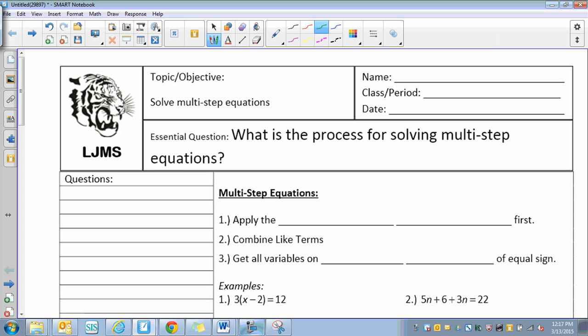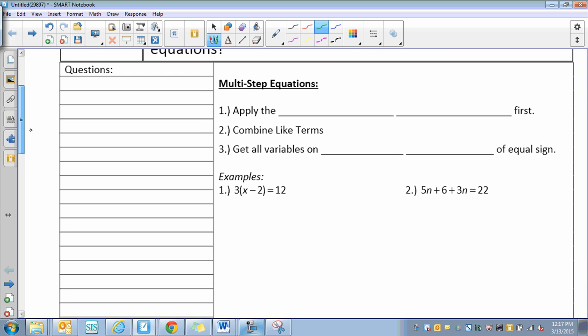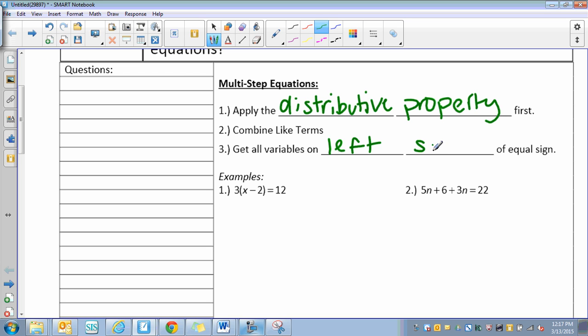Today we are going to look at how to solve multi-step equations. The first thing we want to do, just like in combining like terms, is to apply the distributive property. After we apply the distributive property, we want to combine like terms. And then once you combine like terms, you're going to get all the variables on the left side of the equation. Or the equal side, I guess.